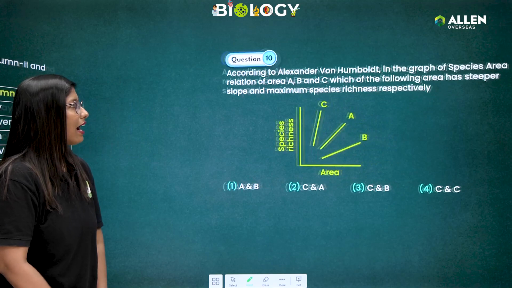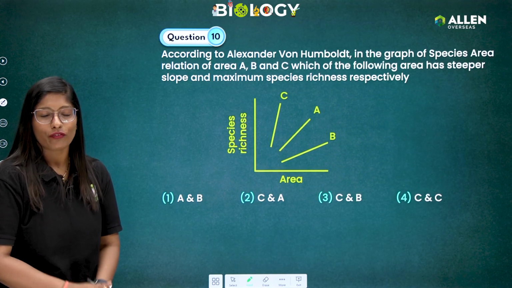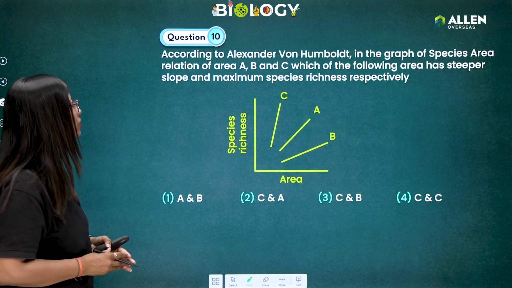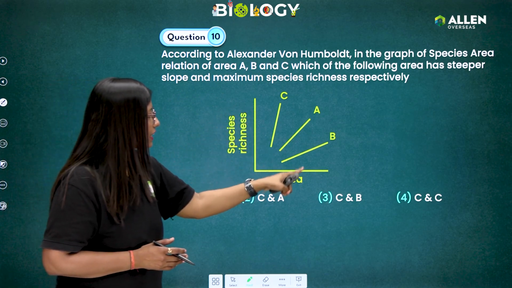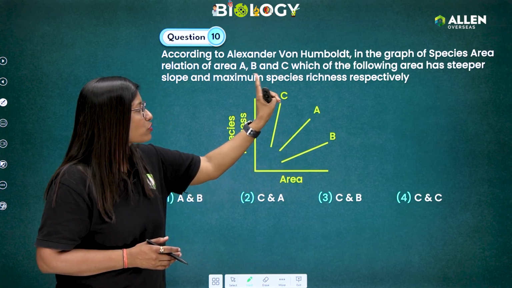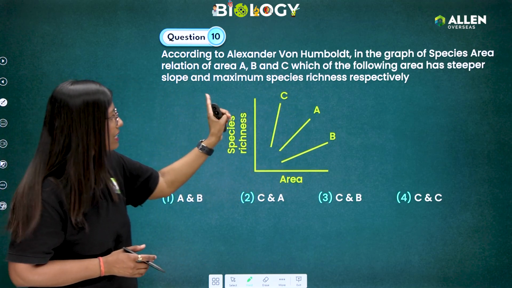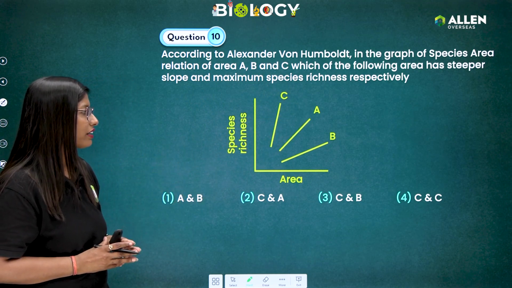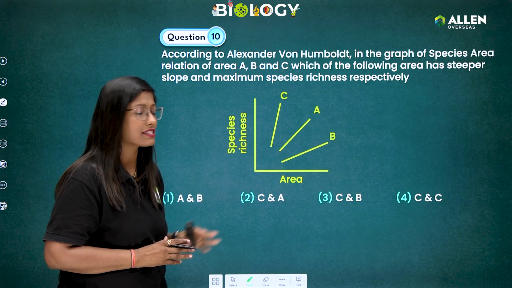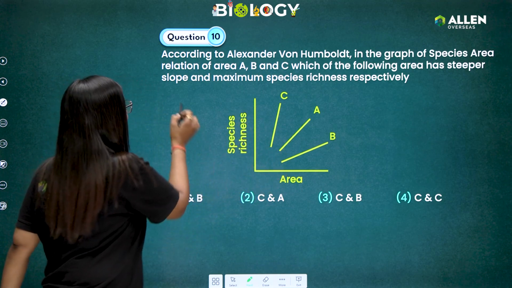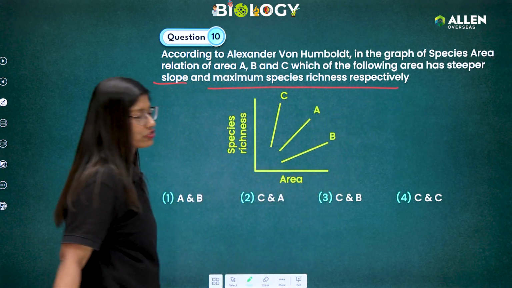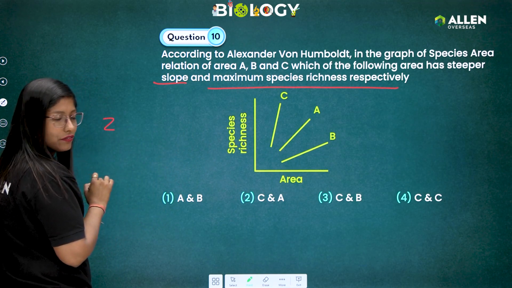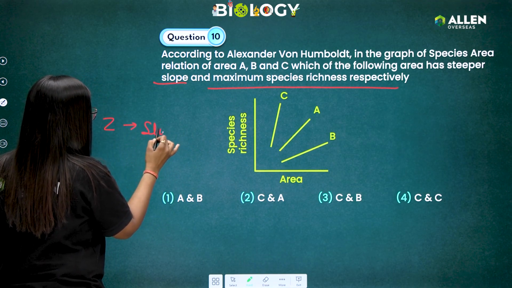Right. Now, coming to the last question of the series of this part, that is, according to Alexander von Humboldt, in the graph of the species area relationship, they've given you 3 areas A, B and C, and they've asked which of the area has steeper slope and maximum species richness. So this graph was also very important, and in this particular graph, they have given you 3 different lines, 3 different graphs, and they've asked which has steeper slope and maximum species richness. Now, all of you know that here the slope is represented by Z value. So Z value here represents the slope.